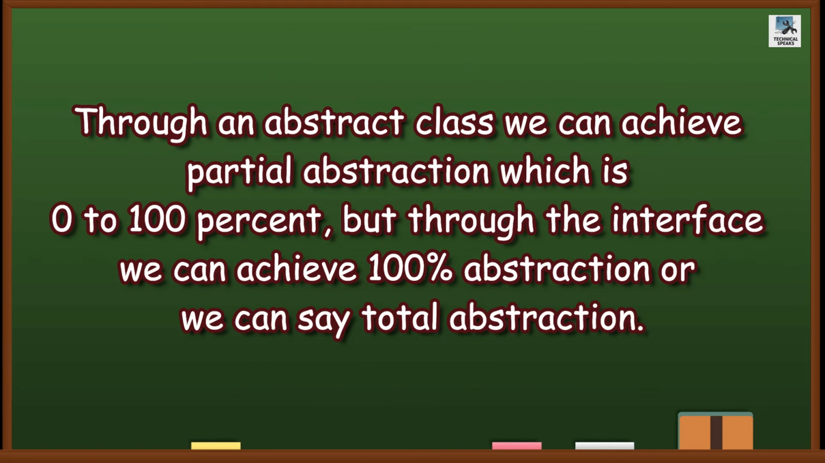The very important thing we should know is that through an abstract class we can achieve partial abstraction, which is 0 to 100%, but through an interface we can achieve 100% abstraction, or we can say total abstraction.